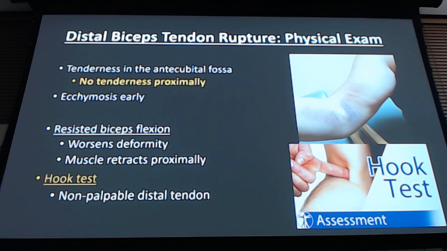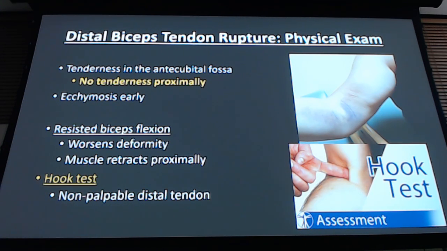Yes. Yes, sir. Okay, so physical exam-wise, there's that hook test. That picture there shows you the ecchymosis. The ecchymosis can be kind of tricky because, again, if it's long enough from injury, it may not present with a typical pattern. So I don't focus as much on the ecchymosis because, again, can you have ecchymosis and swelling distally, hours after the injury? Absolutely. All right, but again, resisted bicep worsens the deformity, and the muscle retracts which way? Proximal. Okay.